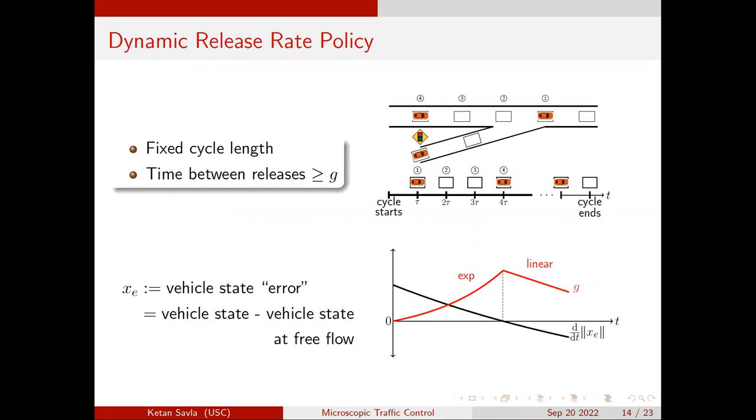But can't you coordinate like, okay, three vehicles release from ramp one, two vehicles from ramp two? Yes, so that is implicitly being done here. So that is implicitly being done. So by changing G, what G does, it slows down the release, right?